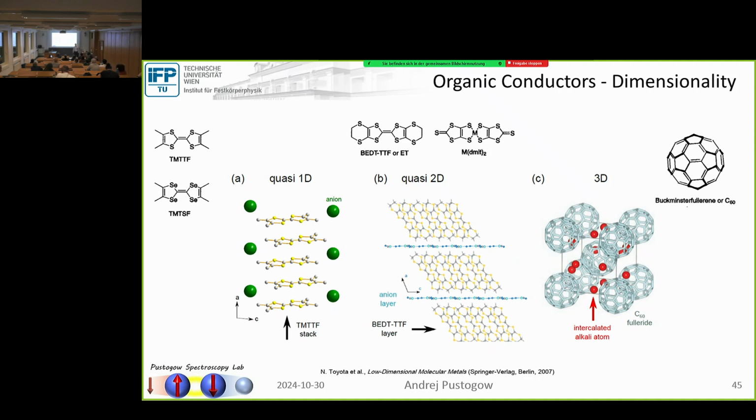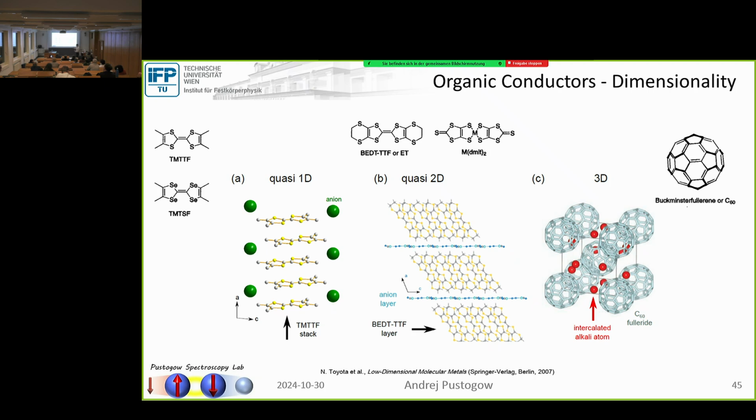Yeah? Simple question. When you say quasi one-dimensional, quasi two-dimensional, what do you mean exactly? So the electrons in this system move only along this direction. They do not move in this or in this direction. And they are quasi just because they eventually form three-dimensional? They form a real millimeter-sized single crystal, and so the single crystal is of course three-dimensional.